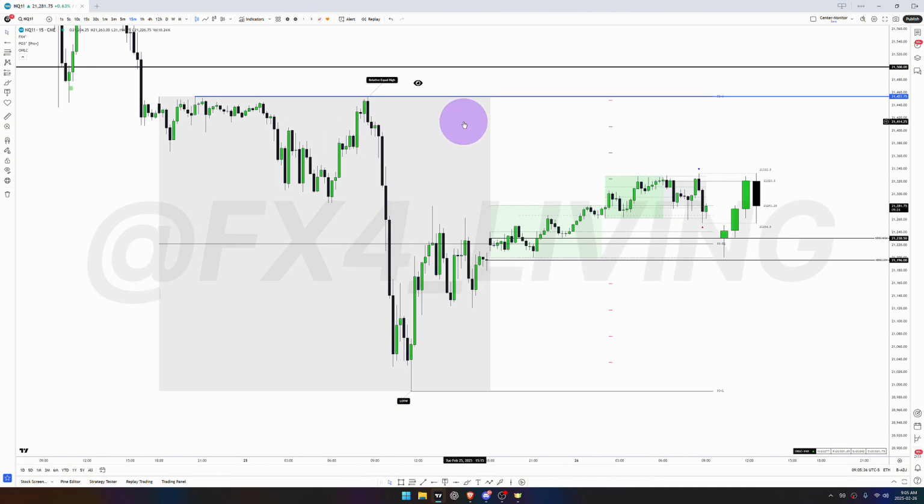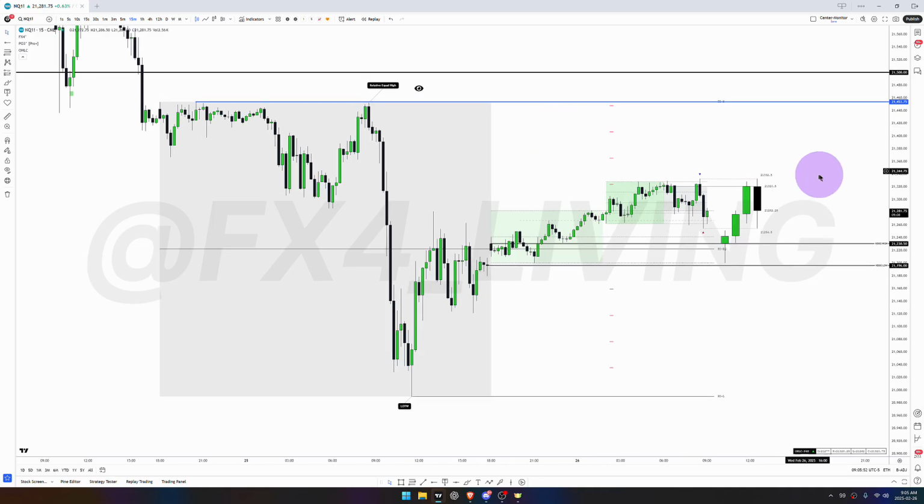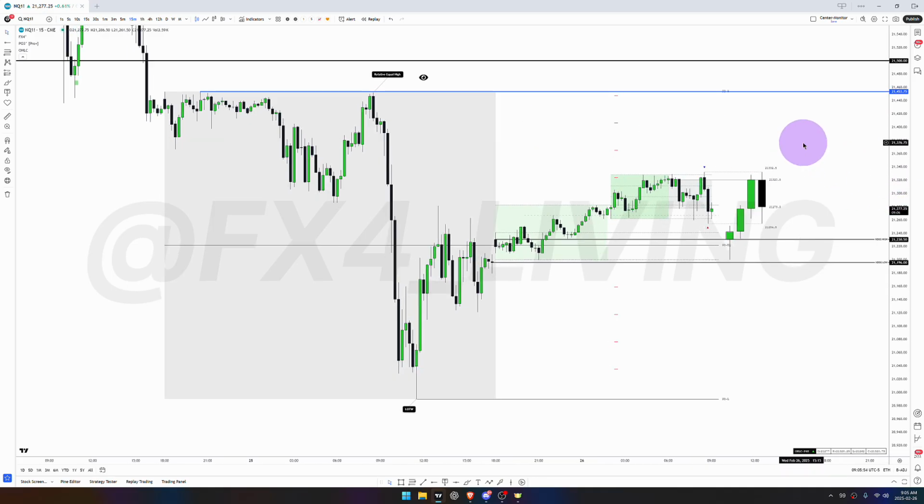All right, so we're going to break down the whole thing. I want to break down from a higher time frame perspective to a lower time frame perspective, and I want to make sure that we're not missing anything. And from there, you're going to be able to find out where the 9:30 is going to go, the 10 a.m. is going to go, and the next 4 hour candle can go.